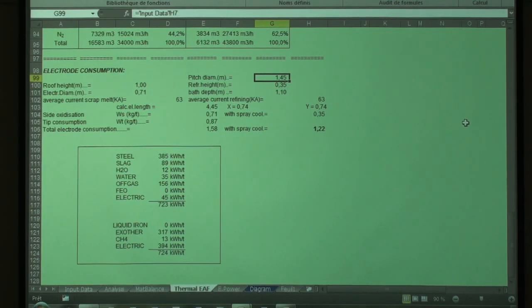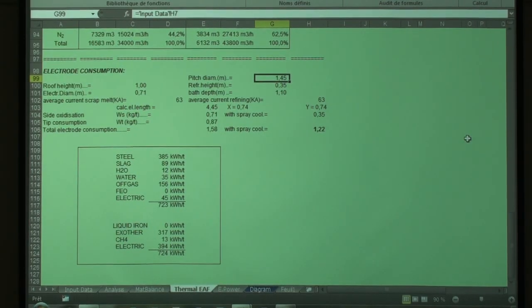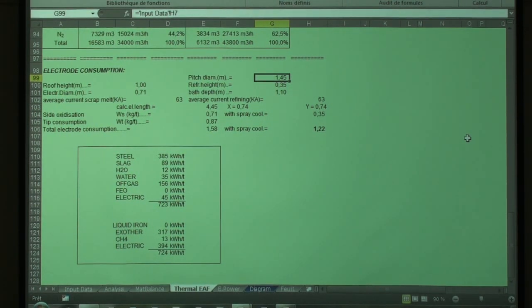Okay, so before we start to discuss a tough topic, let's go through the electrode consumption, which is not so complicated. Here, it's a matter of calculating the length of the electrodes, especially the hot electrode. In fact, we take the roof height plus the panel height, the refractory height, and the bath depth. So the tip, that's it.